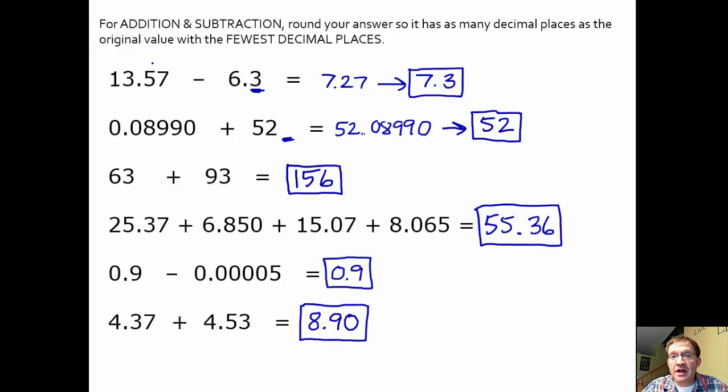You shouldn't have fewer decimal places than you're allowed. You surely shouldn't add more than you're allowed. You should have exactly the number of decimal places that your values permit you to have in your answers. So that's addition and subtraction.